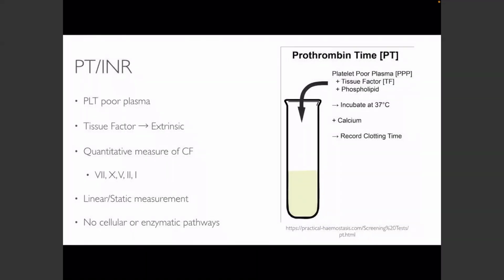As part of the talk, you really need to have a little bit of background on the tests that we're doing and why Rotem is better, why maybe it's worse in certain situations.